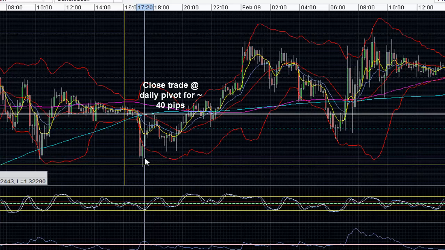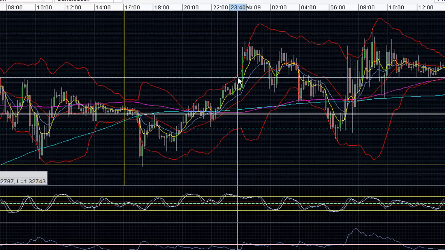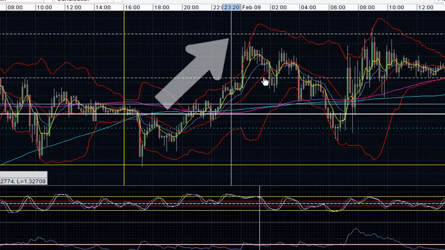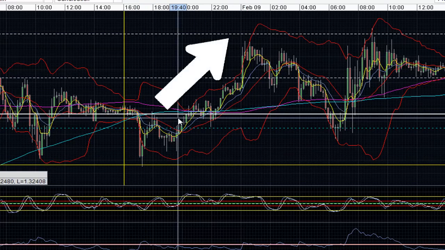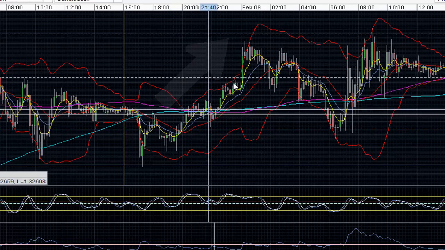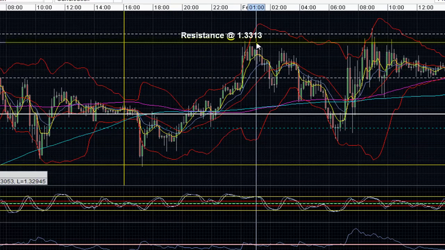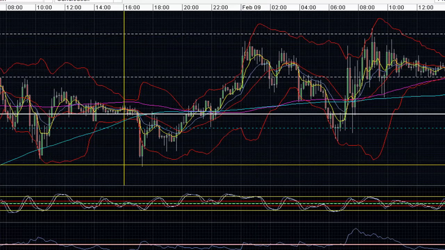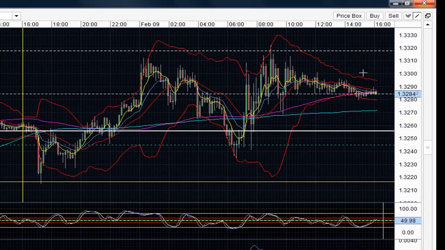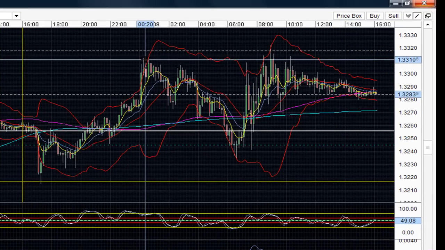Then, as you can see, for most of the Asian trading session, the pair began to rally as investors became more confident that a Greek debt deal would be agreed upon, and price found resistance at this 33.12, 33.13 area.